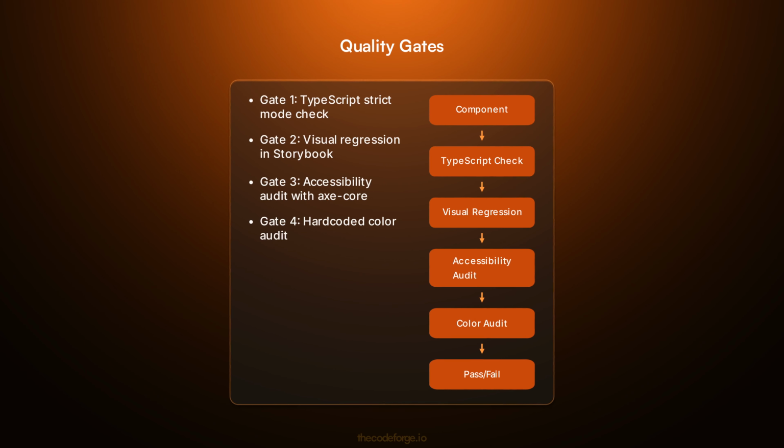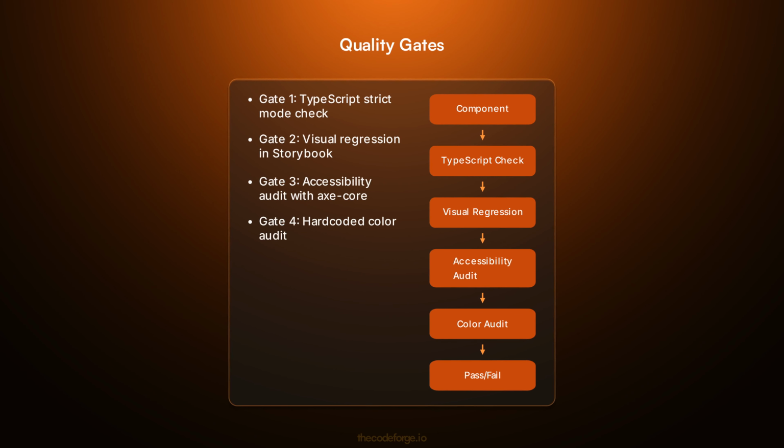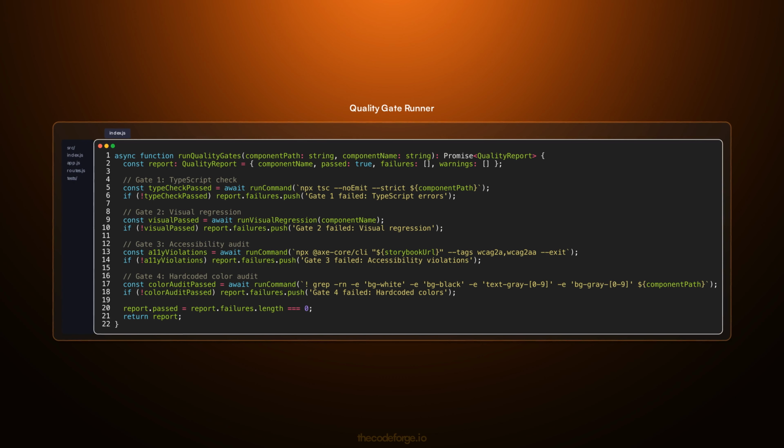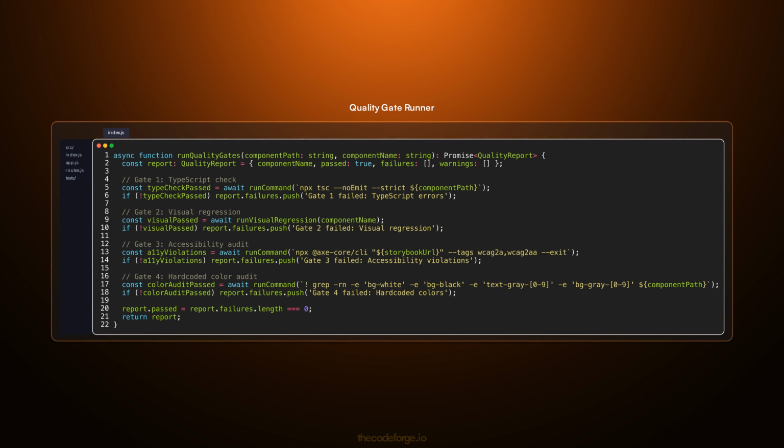Quality gates are non-negotiable checkpoints before any generated component is merged. They catch design token drift, accessibility gaps, type errors, and bundle size issues. This is the quality gate runner. It runs 4 checks: TypeScript strict mode, visual regression, accessibility audit, and hard-coded color audit. All must pass before merge.